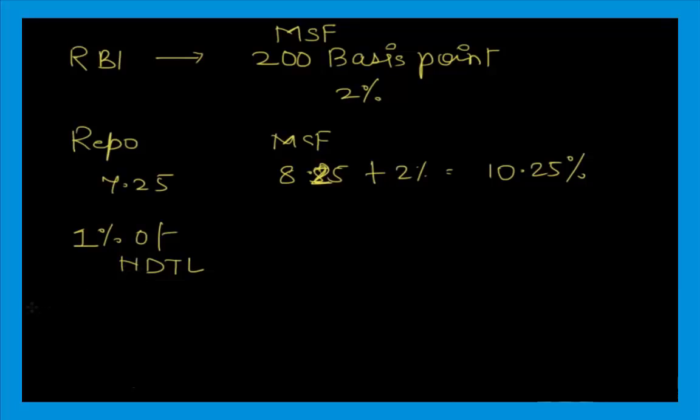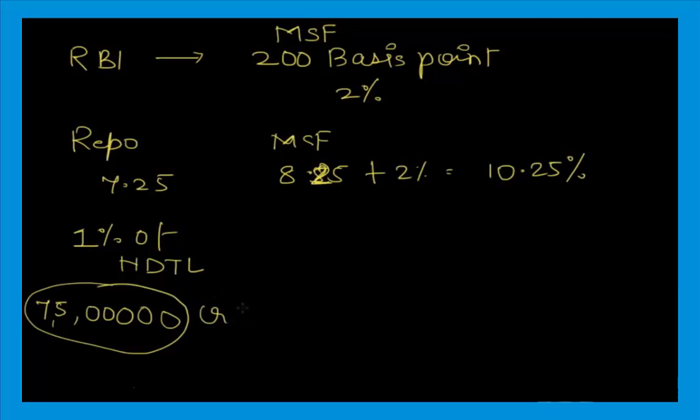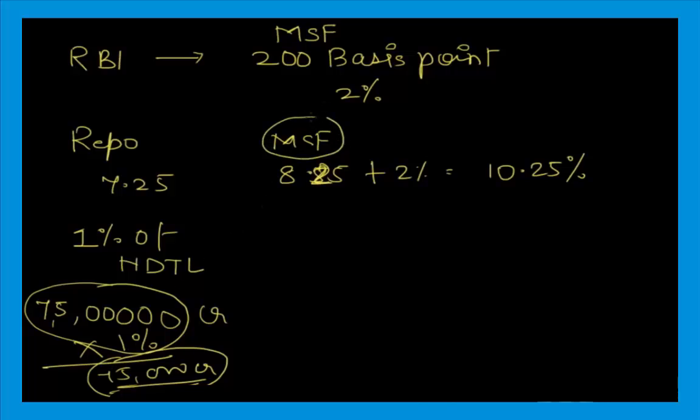Okay, which means the banking system has, let's say, 75 lakh crore rupees in the banking system. How much maximum can they borrow under the repo? 1%, which is 75,000 crore rupees. Any more requirement over and above the 75,000 crore rupees will have to be borrowed under the marginal standing facility, which was at 10.25%.